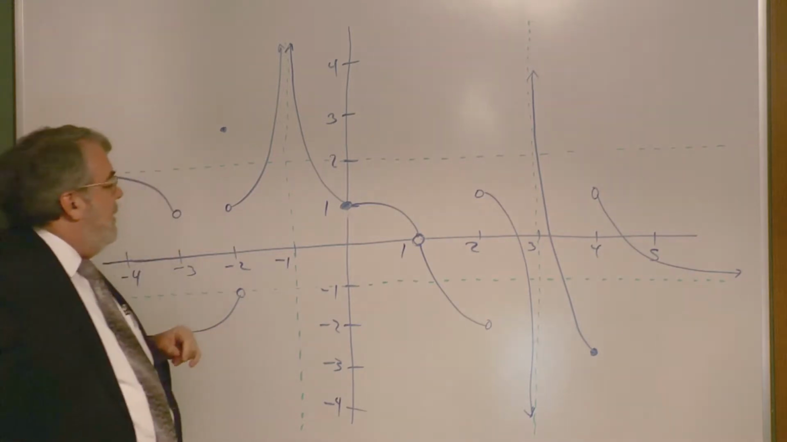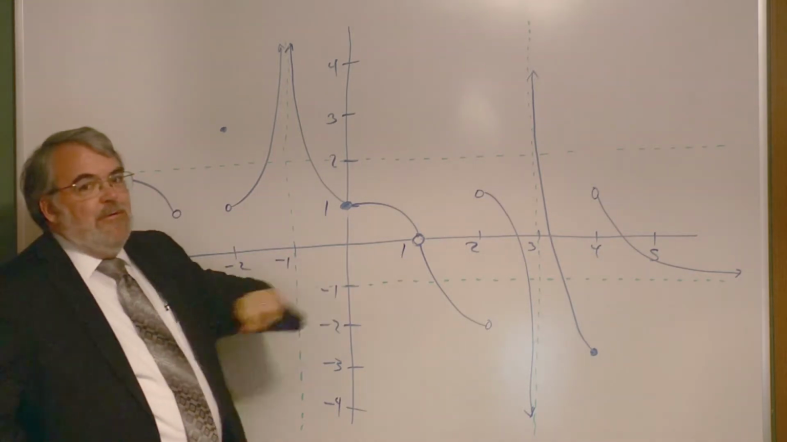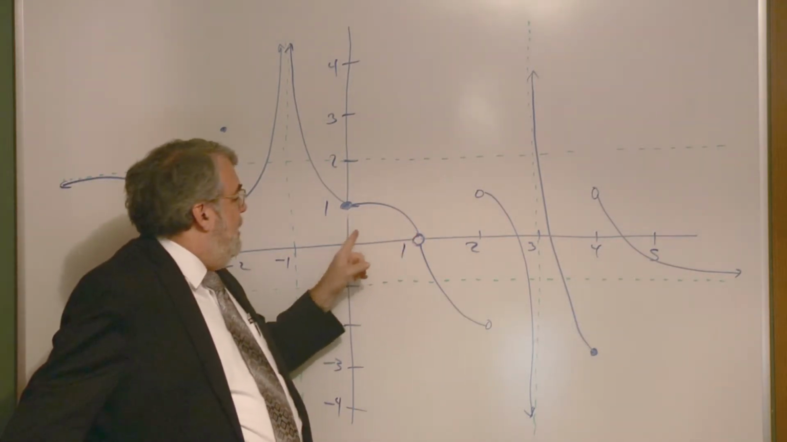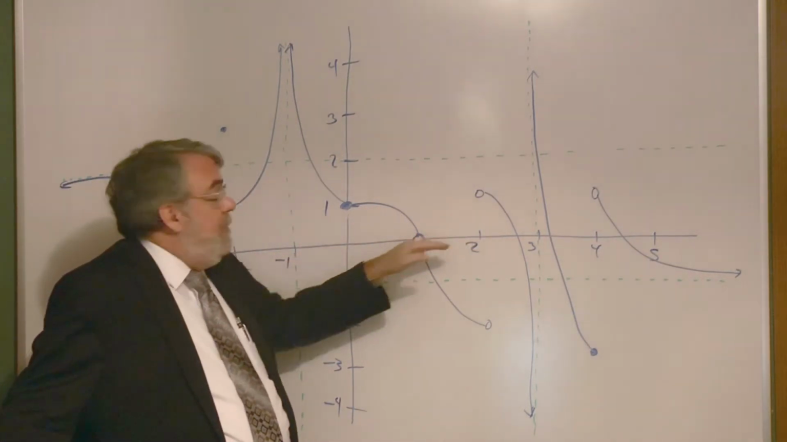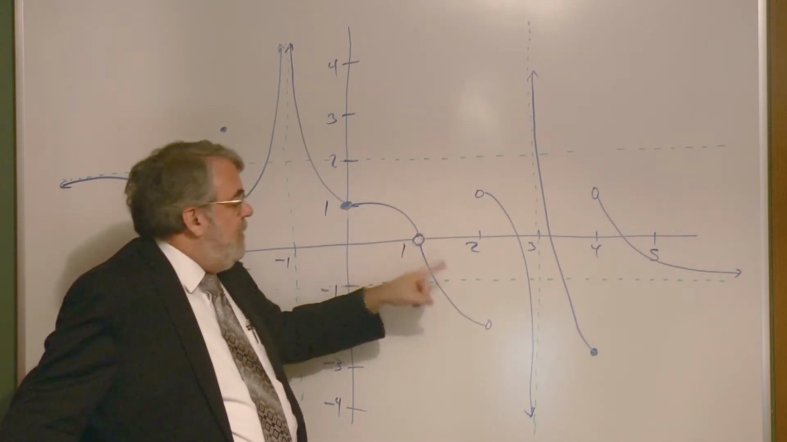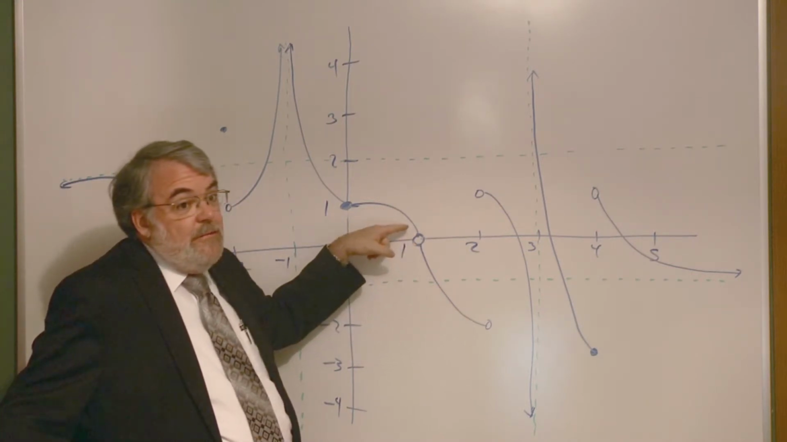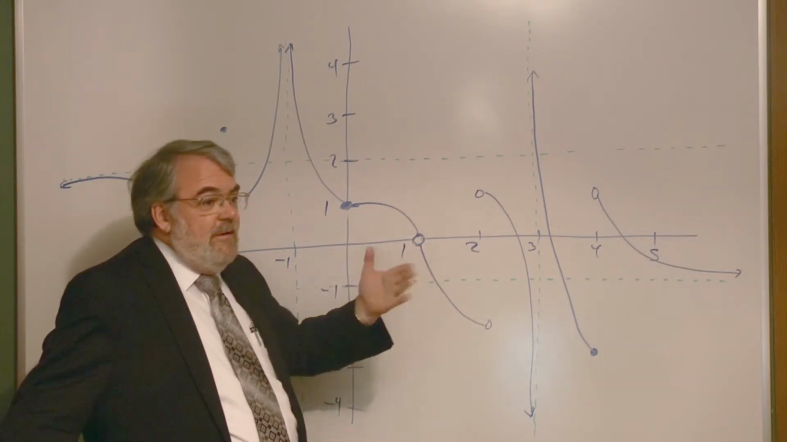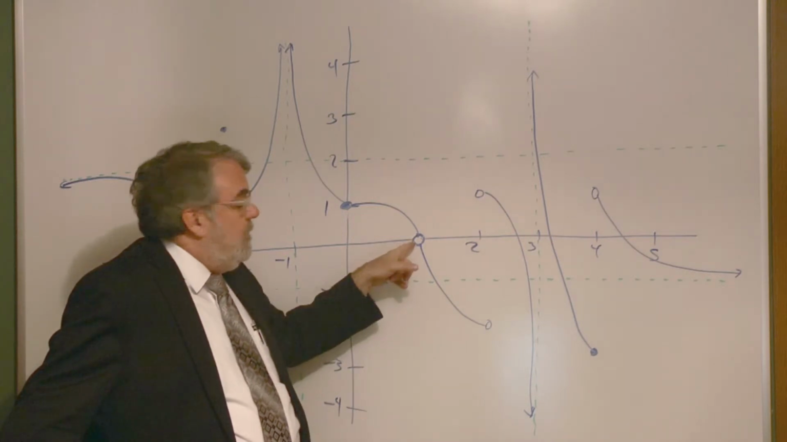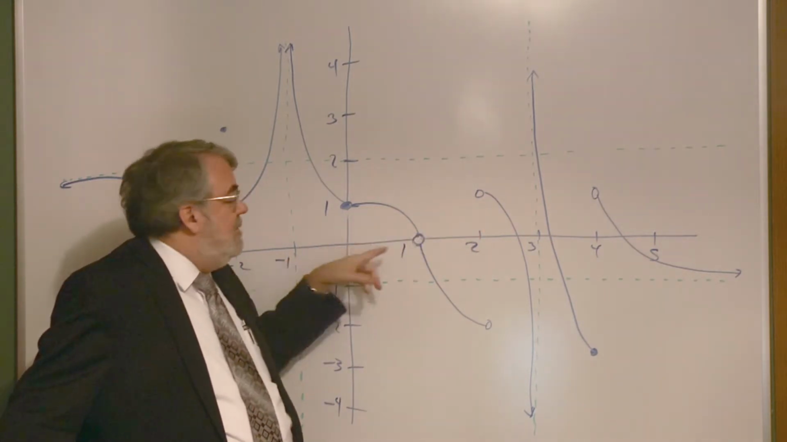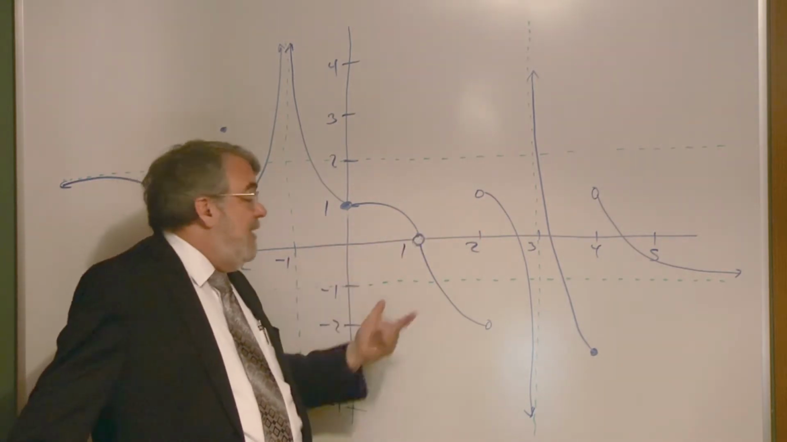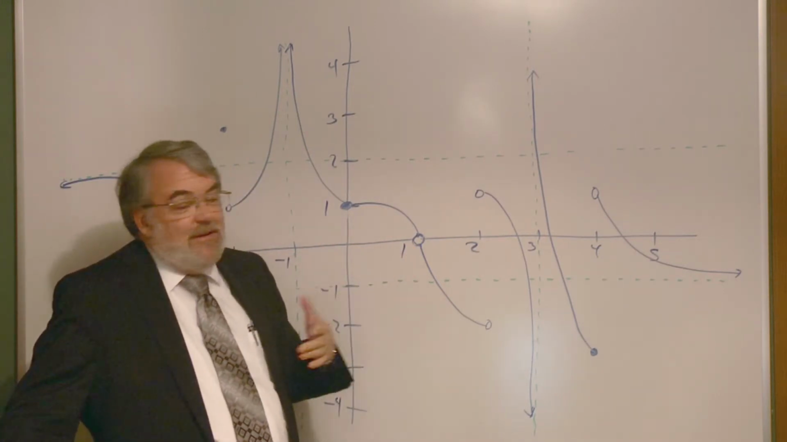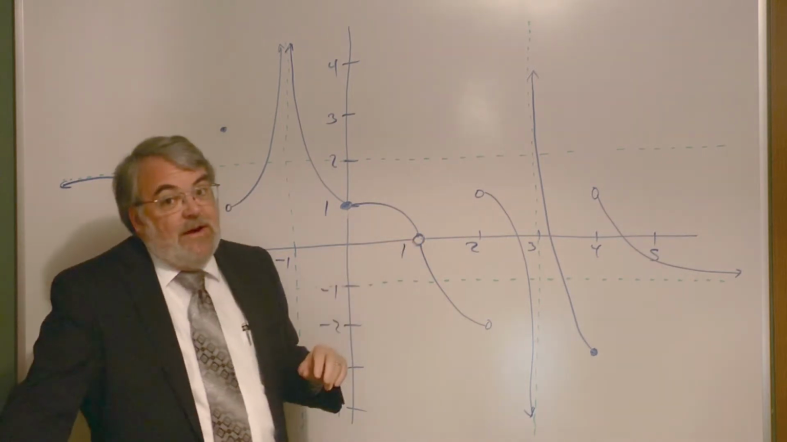All right, over here, this is a removable discontinuity. So the limit from the left side as x approaches 1 is going to be the x-axis, which is 0. So the limit from the left is 0. The limit from the right side is equal to 0. So the two-sided limit does exist. The limit as x approaches 1 is y equals 0. However, the function is not defined at 1. So f at 1 does not exist.